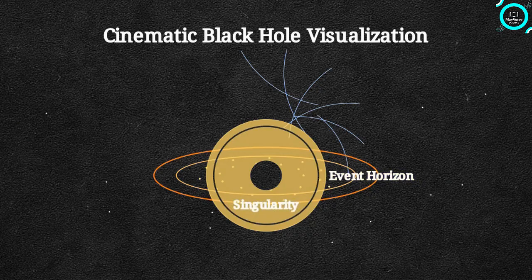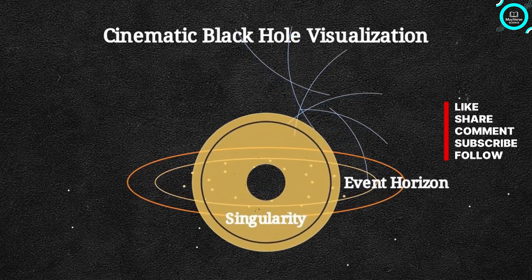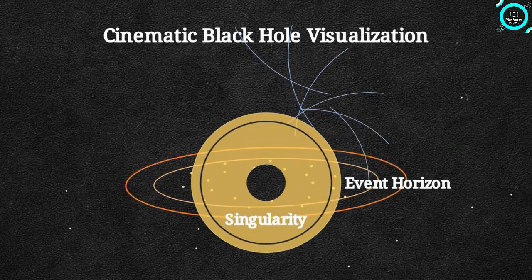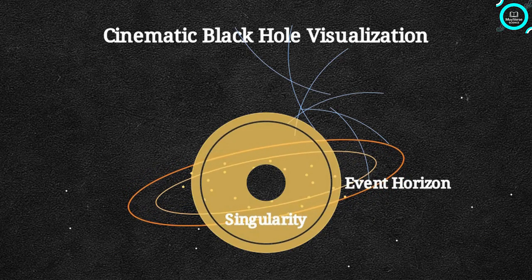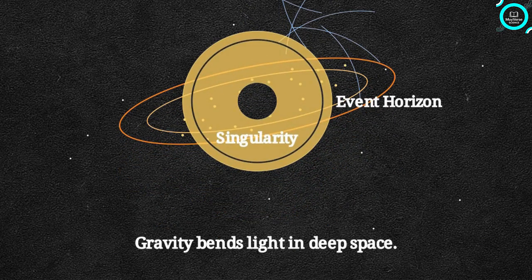Finally, we label the event horizon and the singularity. Now we slowly approach the event horizon, watching the accretion disk and starlight distort as gravity grows stronger. This is a visual taste of gravity's extreme curvature of space, where light itself bends around a massive black hole.